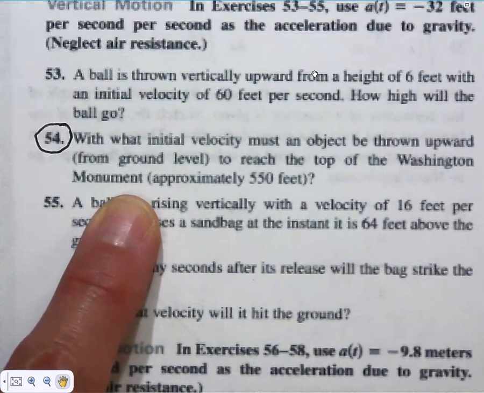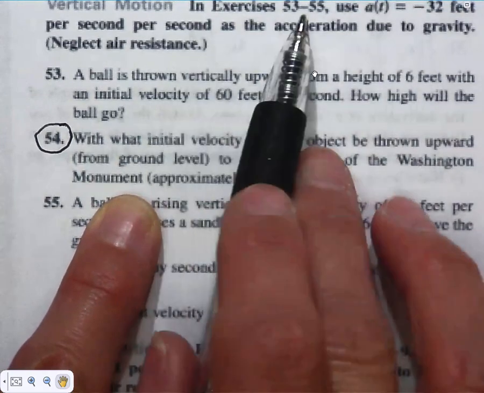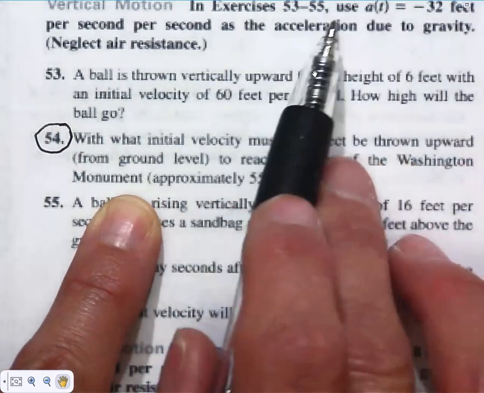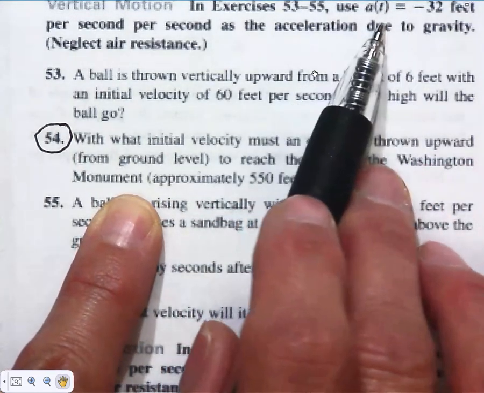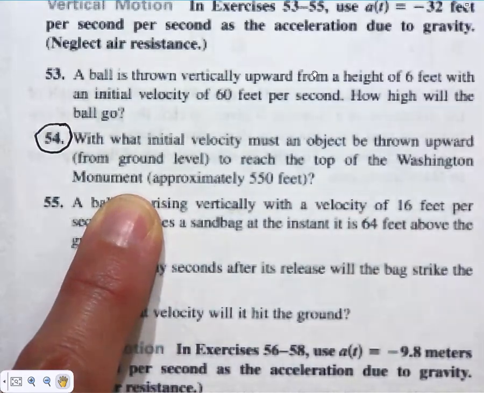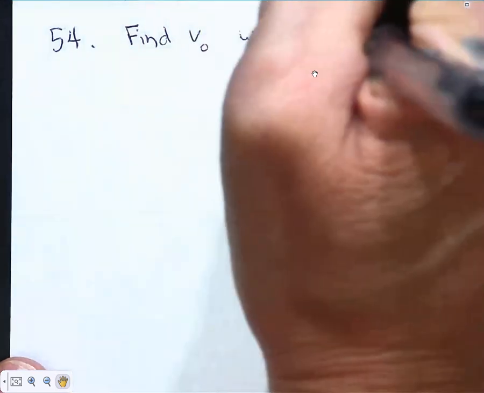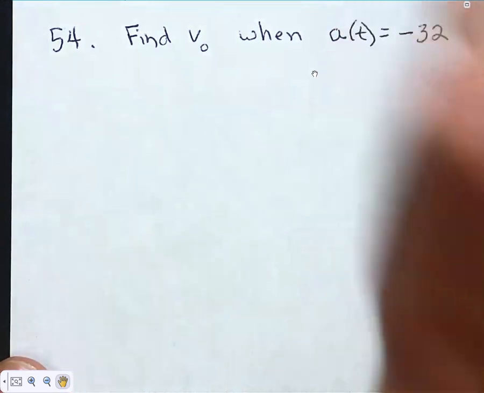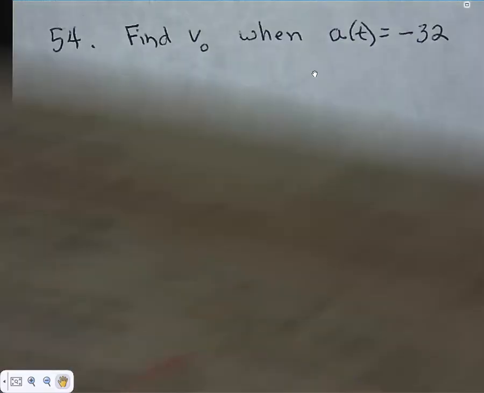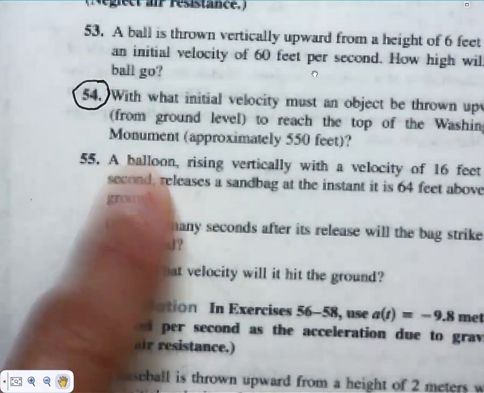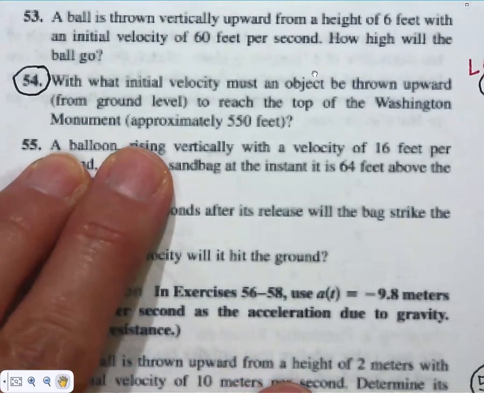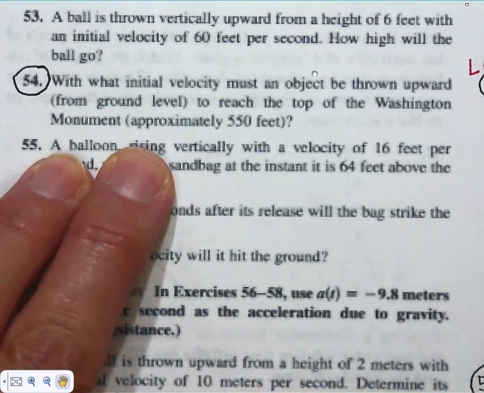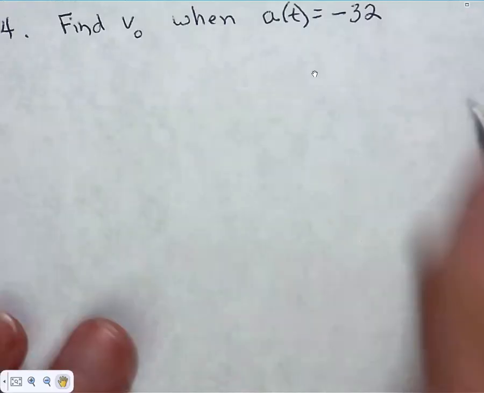The acceleration function. It says exercises 53 to 55 use the acceleration of negative 32 feet per second squared. So we do have a of t is negative 32. What else do we have? The ball's being thrown from ground level. That means s of 0 is 0.